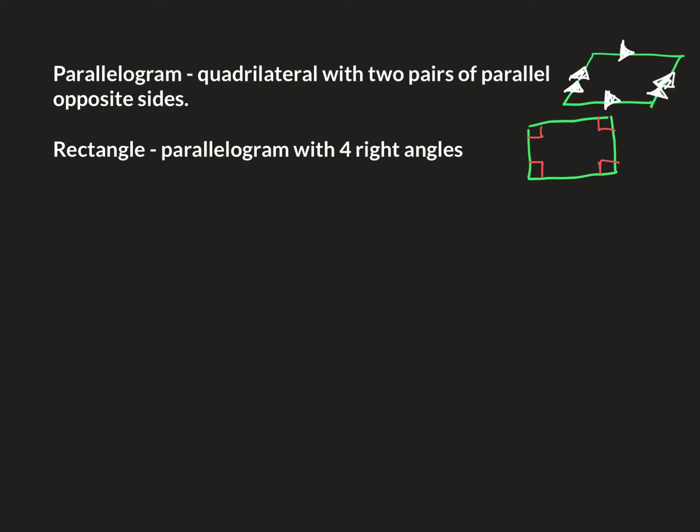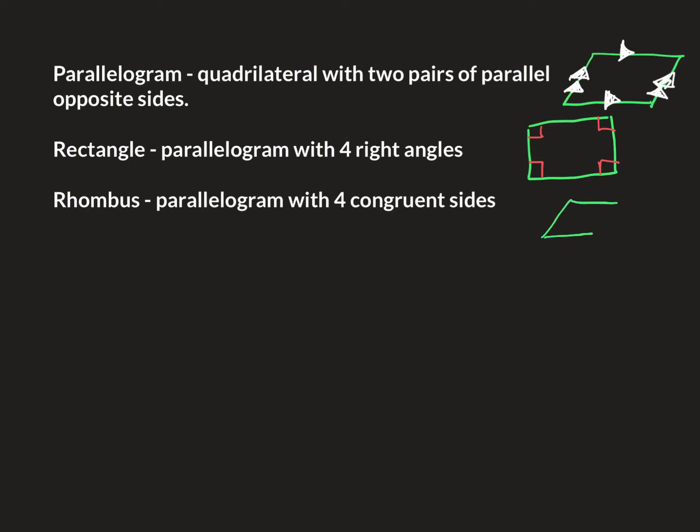Okay, and then next we have a rhombus, which is a parallelogram with 4 congruent sides. A rhombus is kind of like a diamond shape, but all 4 sides are the same length. They don't necessarily have right angles. That almost looks more like a square. Again, they're all parallel, but all of the sides are congruent to each other, which means they're the same length.